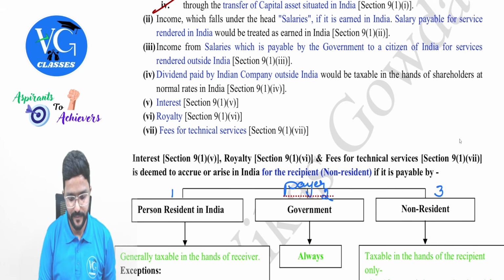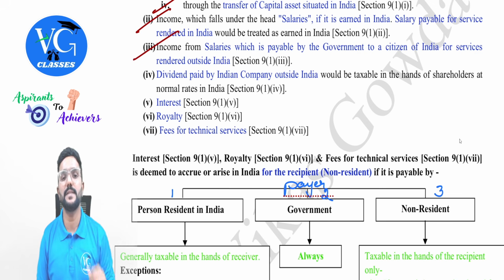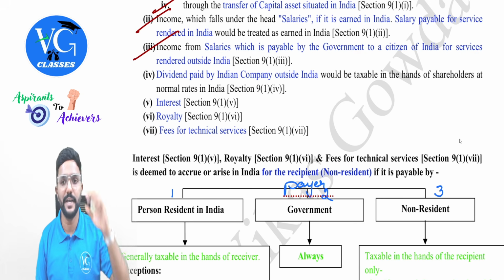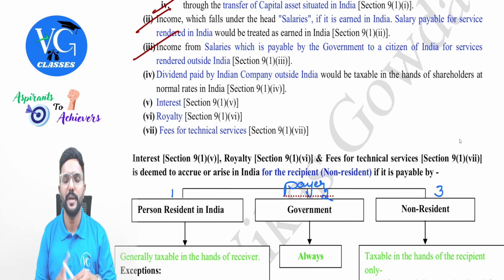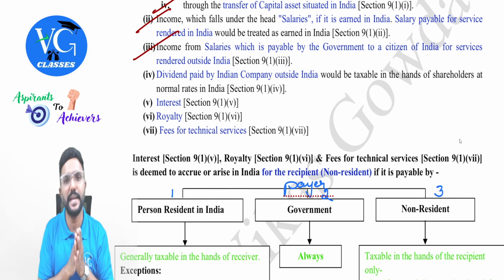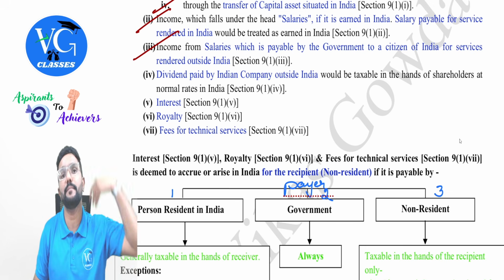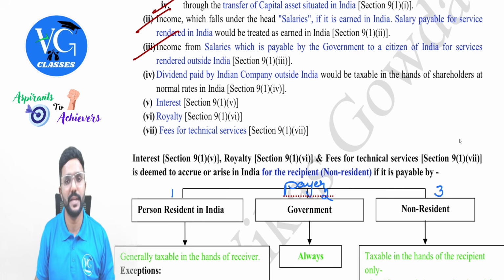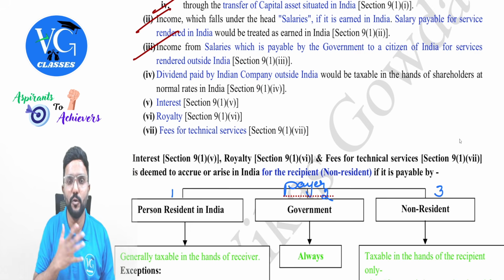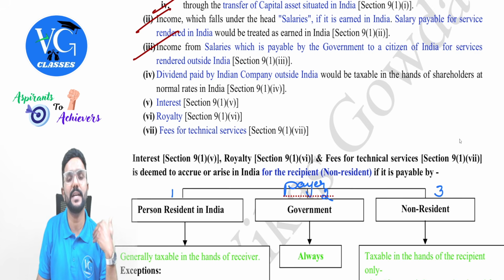Okay, sir. Then, next point. Third, income from salaries which is payable by the government to a citizen of India for services rendered outside India. Now, many people will be working in Indian embassies, which are set up outside India, or they would be working as a spy or insider for the Indian government, but they are working outside India. Yes, sir. So they are an Indian citizen for whom the salary is paid by the central government, but they are rendering the services outside India. But still, whatever salary is paid by the central government will be considered as deemed to accrue or arise in India.